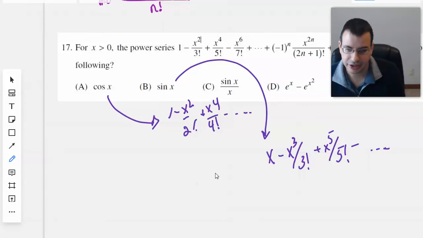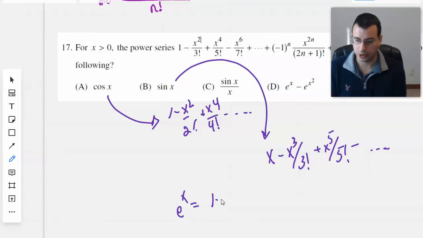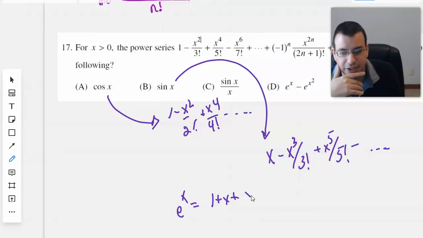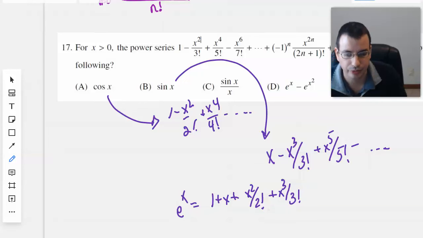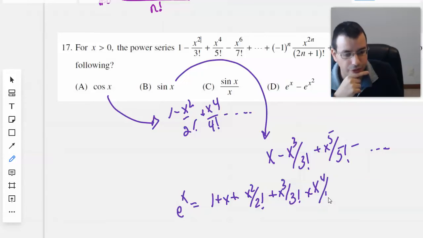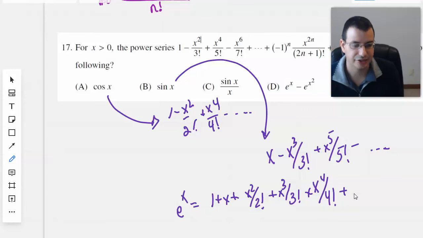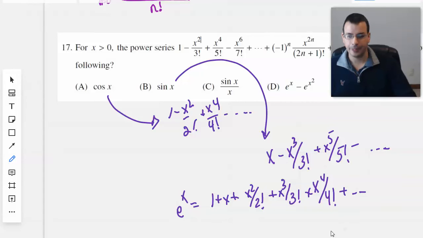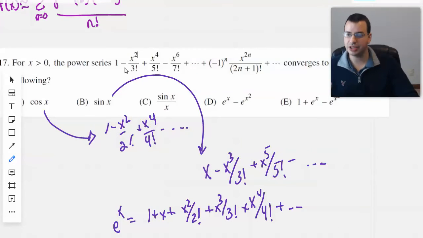e to the x equals 1 plus x plus x squared over 2 factorial plus x cubed over 3 factorial plus x to the 4th over 4 factorial, dot, dot, dot. Okay? So we probably think that this is not e to start with because we don't have any negatives. But they have this over here.